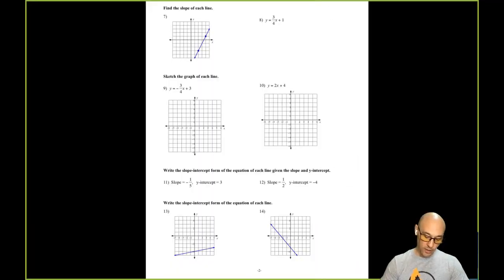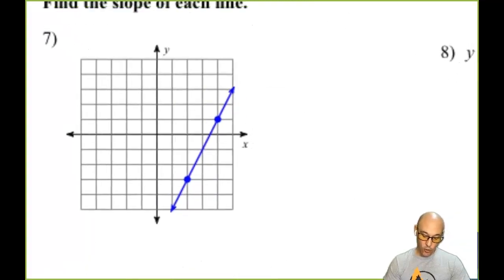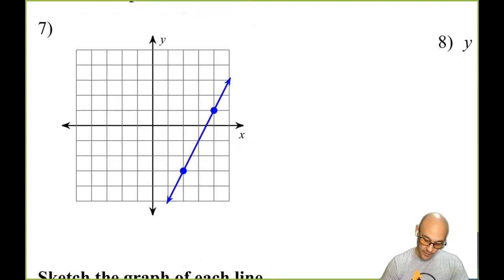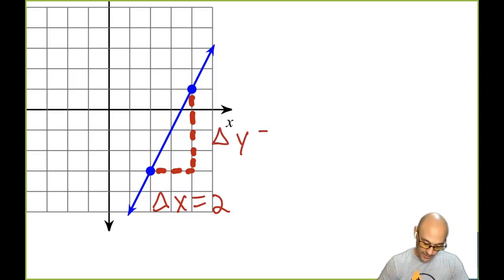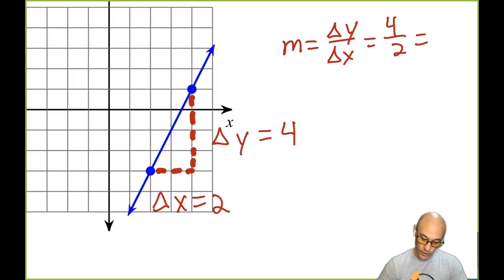All right, that's page 1. Let's look at page 2. Find the slope of each line. All right, so when I look at this, I'm going to look in between these 2 points. You can pick any 2 points, but since they give me those, I figure I might as well. The delta x, that's the change in x values. We're going to the right 2 units. The delta y, that's the change in y values. We're going up 4. So our delta y over delta x, because that's slope, is going to be 4 over 2, which is 2. So here our slope is 2.